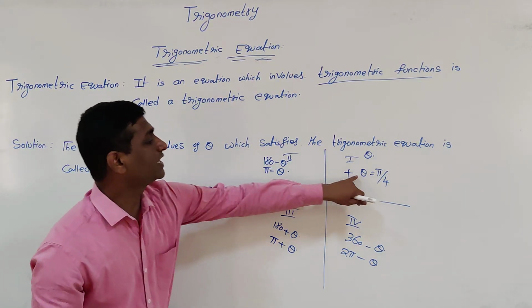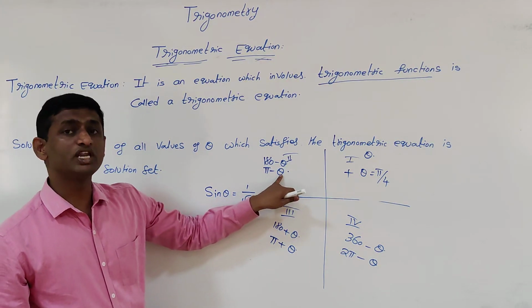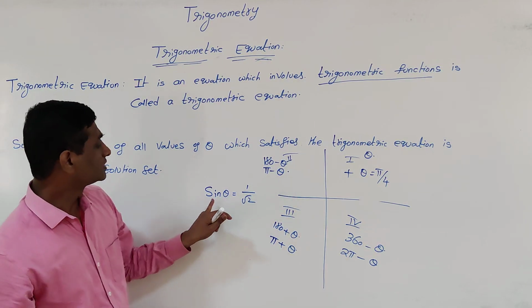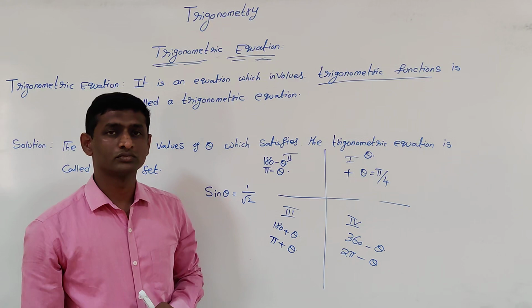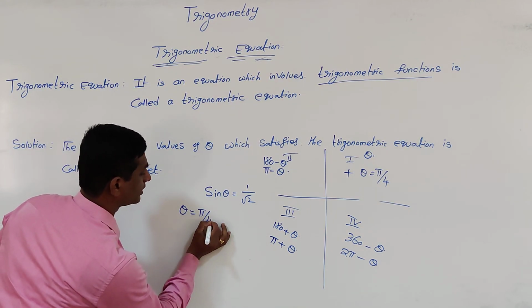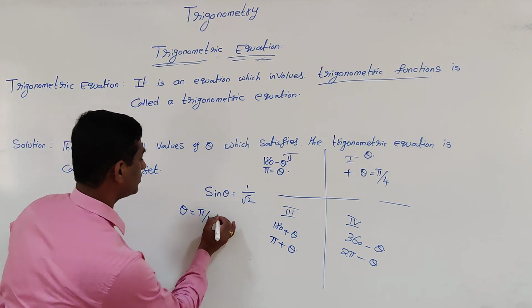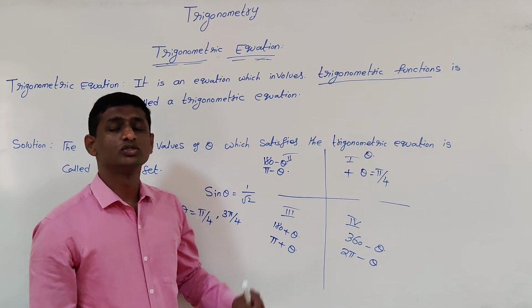Now if theta is pi by 4, pi minus pi by 4 is 3 pi by 4. So sin 3 pi by 4 is also 1 by root 2. So theta is pi by 4 is one solution, and 3 pi by 4 is another solution.